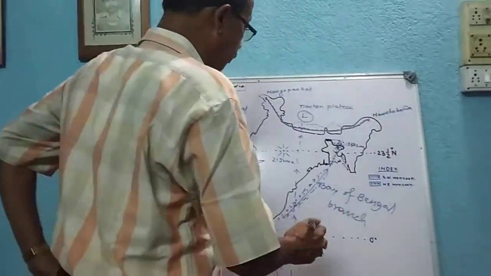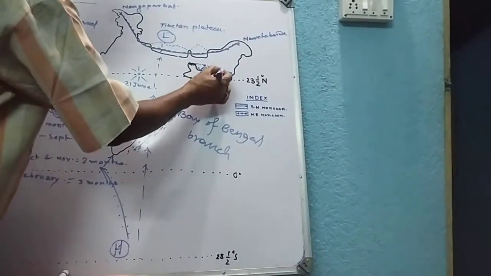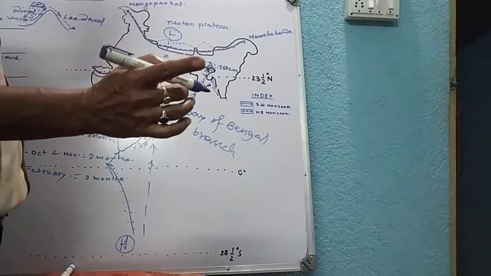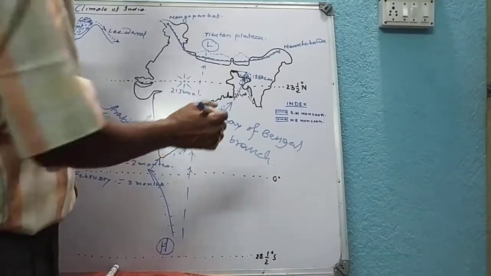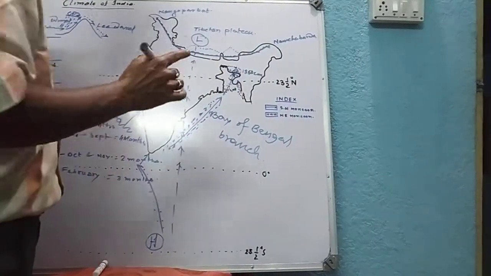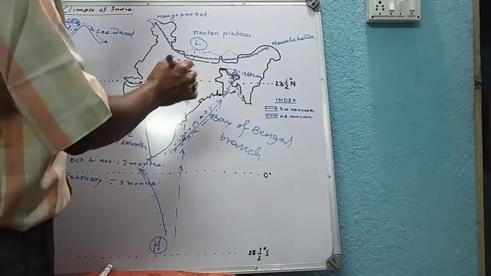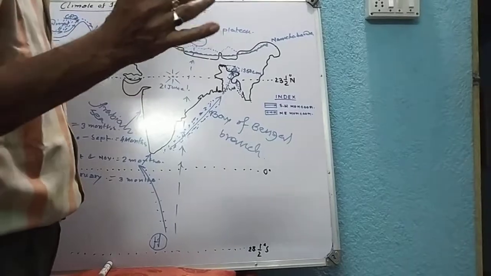Now follow me. 1350 centimeter rainfall is received by the southern part of the Meghalayan plateau, where Cherrapunji and Mawsynram are. To the north of Cherrapunji and Mawsynram, there is Shillong, the capital of this state, which receives scanty rainfall as it is located on the leeward slope.